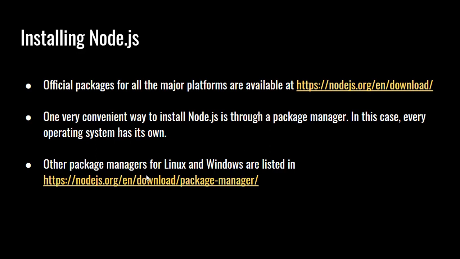So installing Node.js, basically you can go to the official site, nodejs.org, and download an official package for any platform. Once you install it, it'll be available to you, in Windows, say. Another convenient way is to install Node.js through a package manager. Every system has its own. Other package managers for Linux and Windows are listed here.